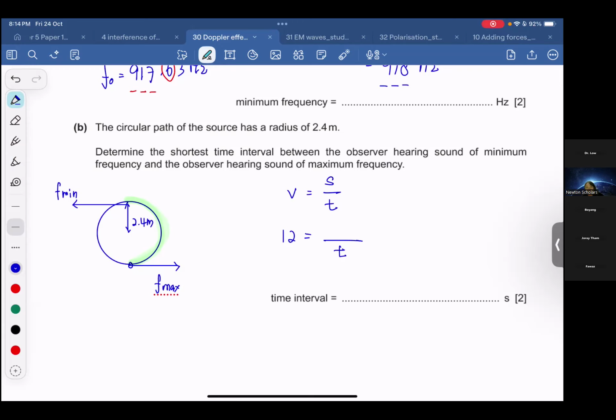Correct. If a circle, the circumference is 2 pi r, right? But right now, from the maximum frequency to the minimum frequency, we only travel half of it. So it should be half of 2 pi r. Correct.